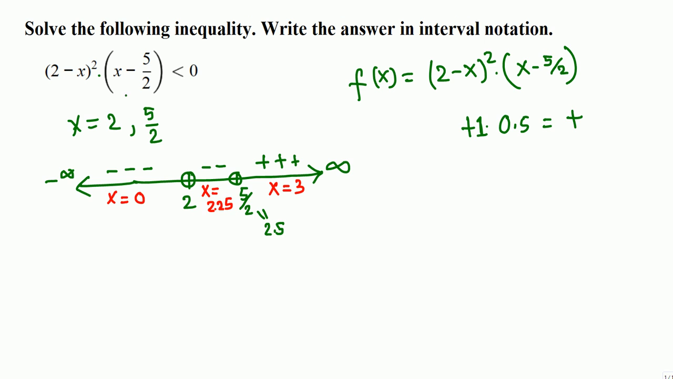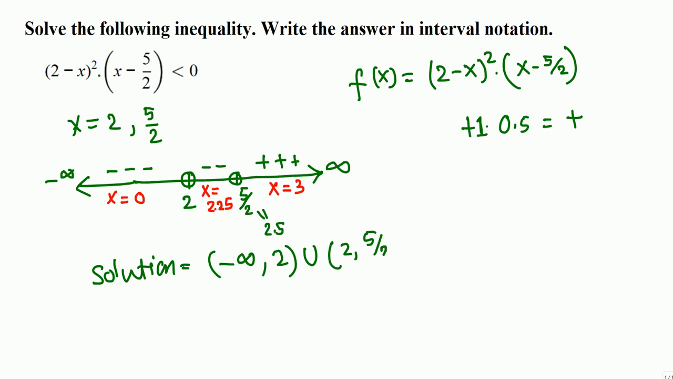We wanted this function to be less than 0, and that is where it is negative: here and here. So the solution is negative infinity through 2, and we have to use parentheses, and 2 to 5 halves. Final. Do not write the answer as negative infinity all the way through 5 halves, because 2 is not included, because we have a circle.